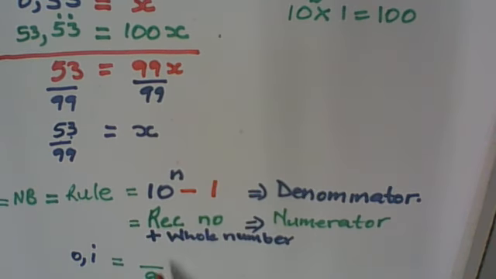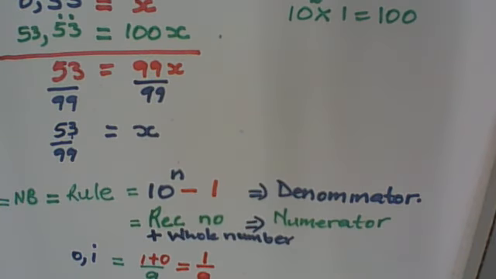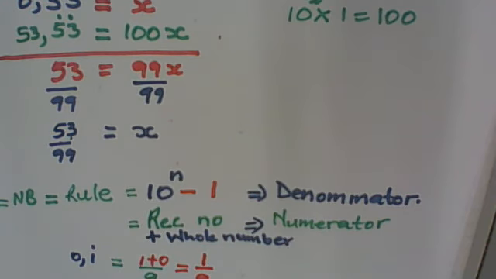The recurring number is 1. Then plus the whole number. Now that gives you 1 over 9. And that is what we got.